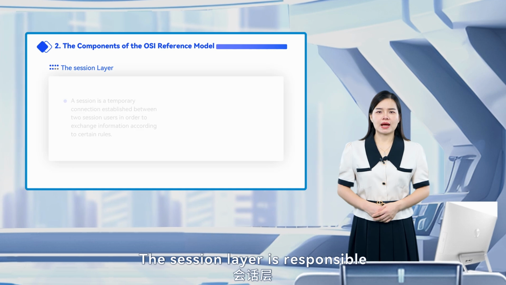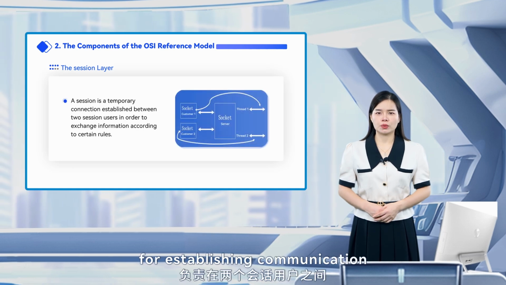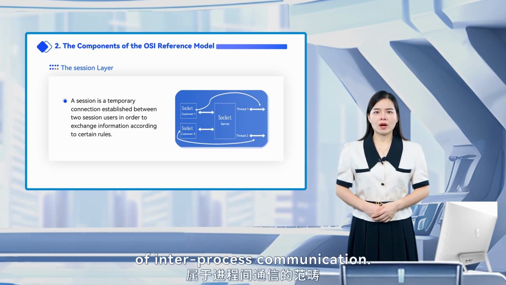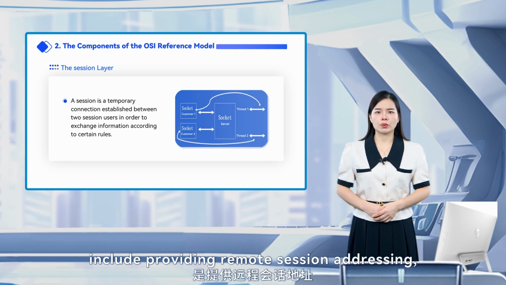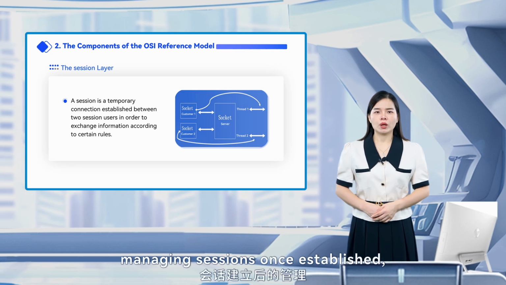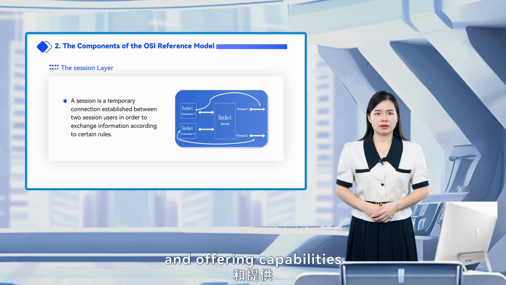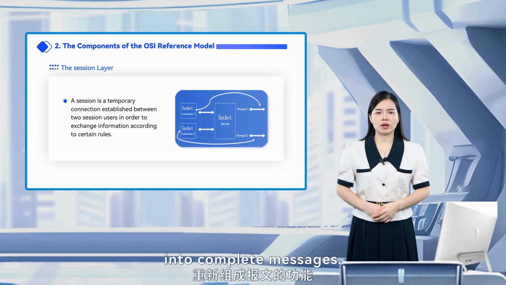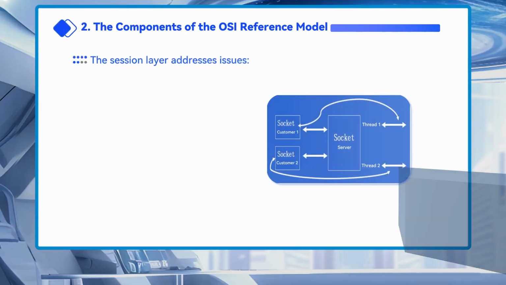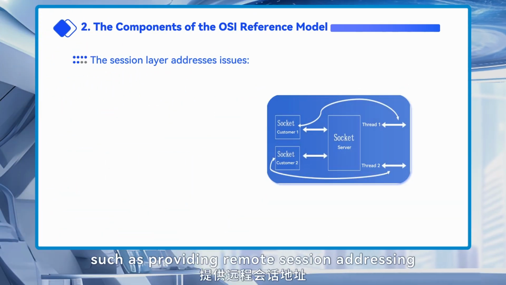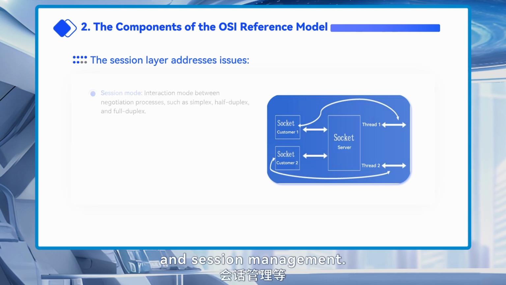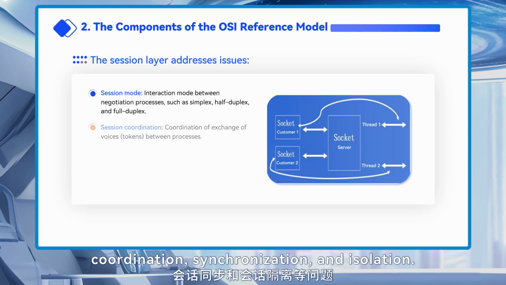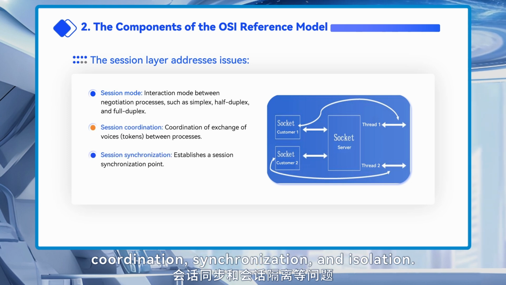The session layer is responsible for establishing communication between two session users and falls within the realm of inter-process communication. Its primary functions include providing remote session addressing, managing sessions once established, and offering capabilities for reassembling message segments into complete messages. The session layer addresses issues such as providing remote session addressing and session management. It resolves concerns related to session modes, coordination, synchronization, and isolation.